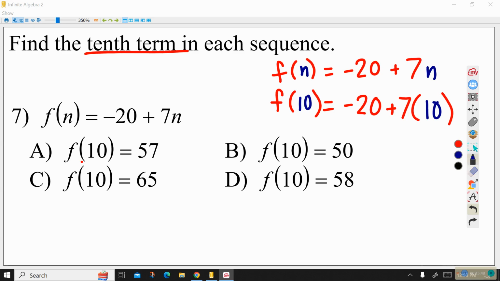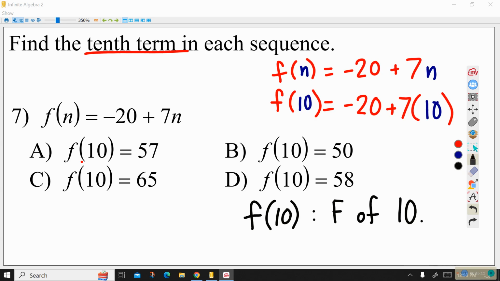So one of the big ideas of this lecture is that when we say this, I do not say f times 10. The way we read this is f of 10. And what that means is, what is the value I get when I plug in 10? Okay, so let's see.